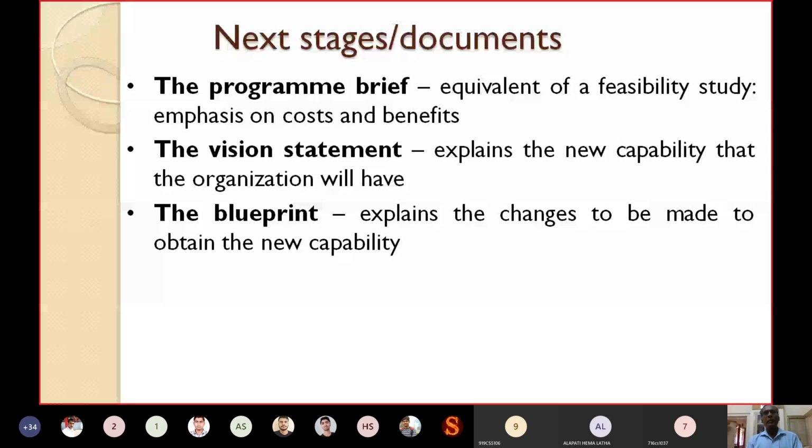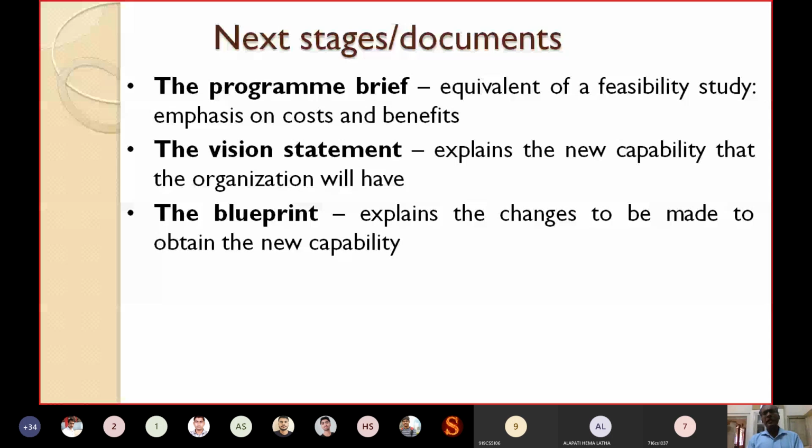So the program brief emphasizes the different costs and the benefits. Then the vision statement. Every organization has two important things: vision and mission. While you enter our department, on the right side wall, the vision and the mission of our department is written. Similarly, while you enter the institute, you will see near the gate the vision and mission of the institute written. So every institute, every department, every organization must have a specific vision and mission.